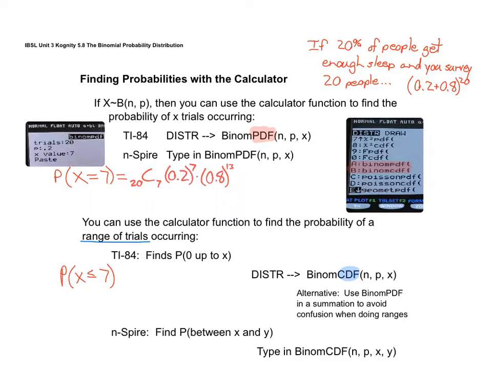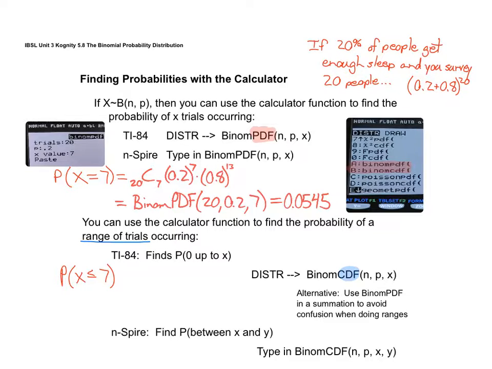Alright, so in the calculator, what you're going to see after you type this in, and actually if you have the 83, you're going to have to remember how to type this in because it doesn't give you the little menus. You're going to see binomial PDF, parentheses, and then you're going to see 20, comma, 0.2, comma, 7. Okay? And that gives you what? 5%. Well, let's use 3 significant figures. 0.0545. 3 significant figures.